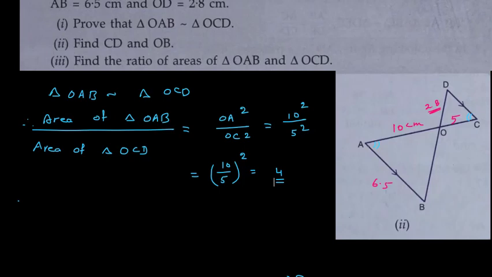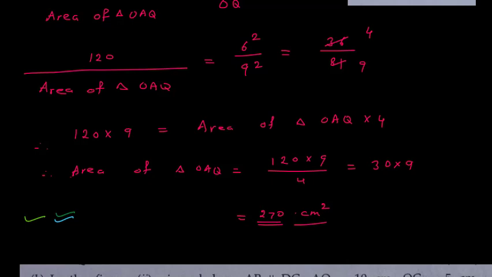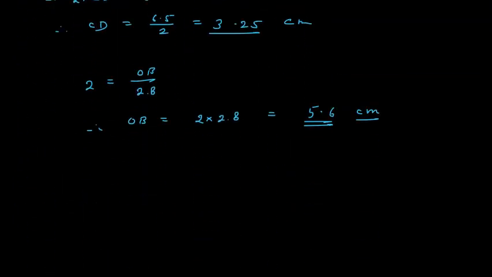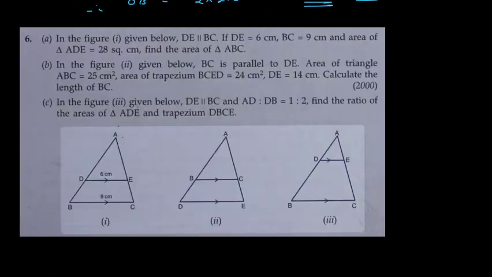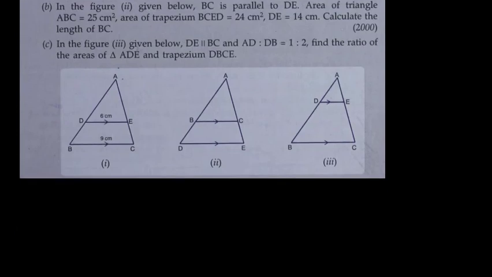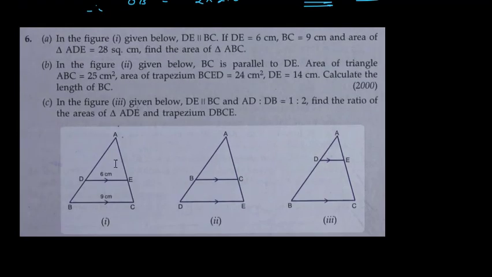So we have proved these two triangles are similar. We have also found the value of CD and OB, and we have found the ratio of the areas of triangles OAB and OCD. So this is how you can solve the problems. Now let us see one more question. Here the sixth problem comprises three problems.